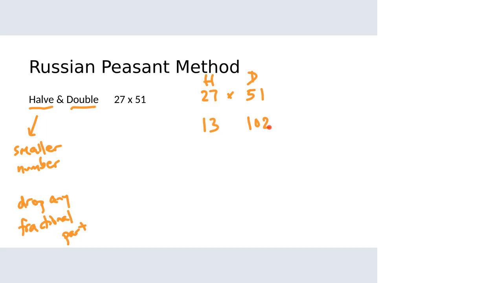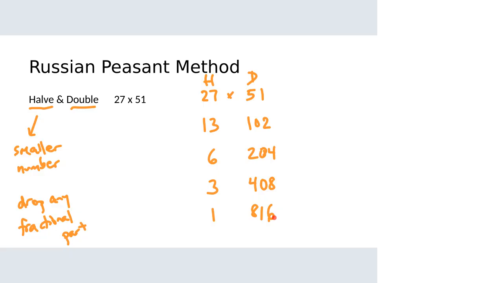I'm going to have again 13, that'd be 6.5. Drop the 0.5 and keep the 6. Double that to 204. Half that, and it becomes a 3. Double that, it's 408. Half that, it becomes 1.5. Drop that 0.5, it's a 1. Double this again, it's 816. So far, so good, probably. This is the part that gets interesting.